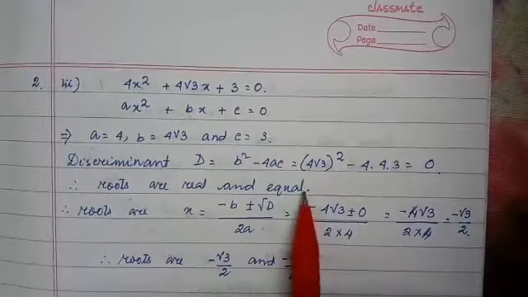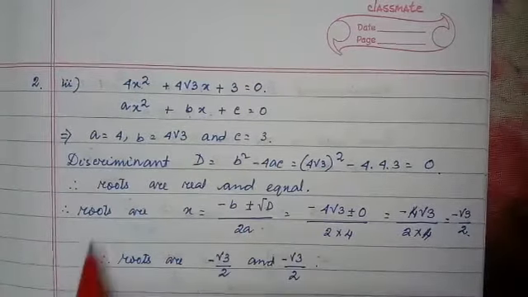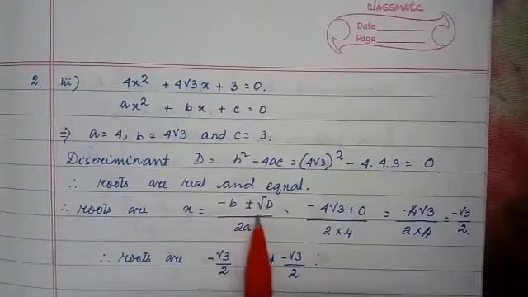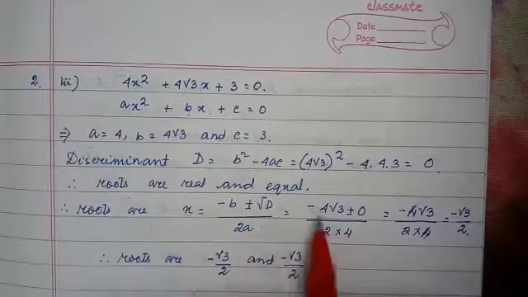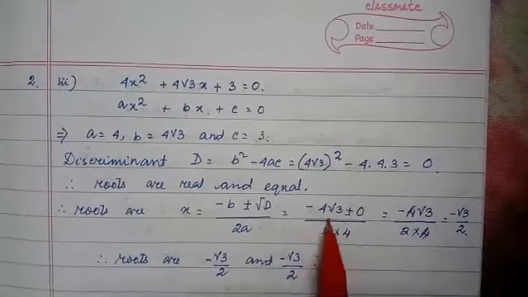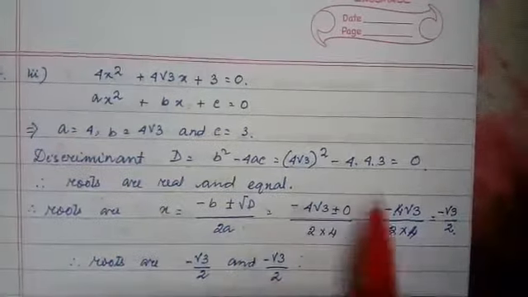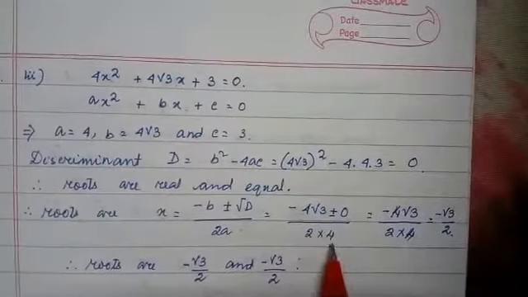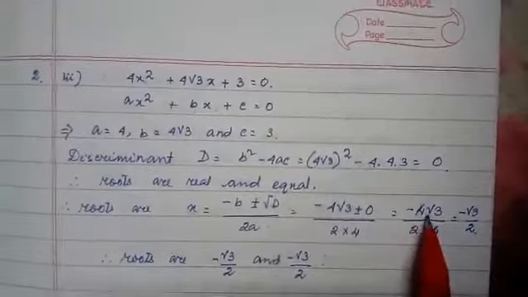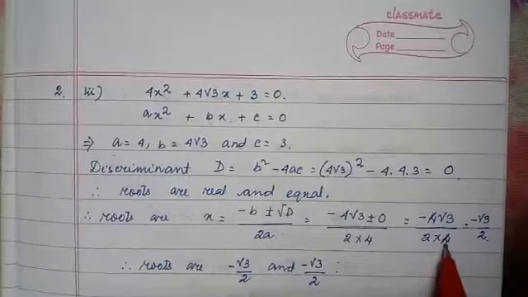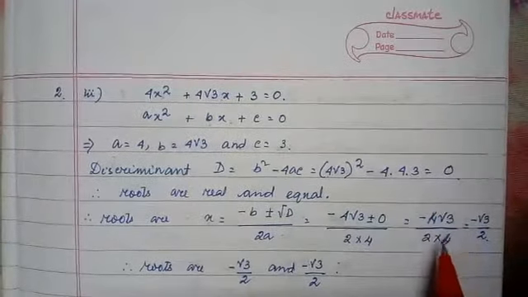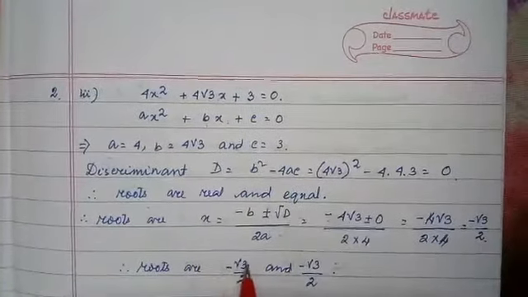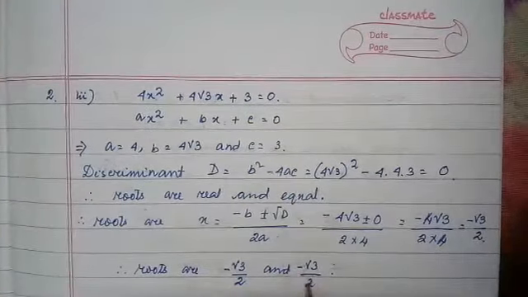Now as the roots are real and equal, what will be the roots? Roots are x is equal to minus b plus minus root d by 2a. There is minus 4 root 3 plus minus 0 because root d is 0, by 2 into a means 4. So 2 into 4. There is minus 4 root 3 by 2 into 4. 4 cancel, minus root 3 by 2. So the roots are minus root 3 by 2 and minus root 3 by 2.